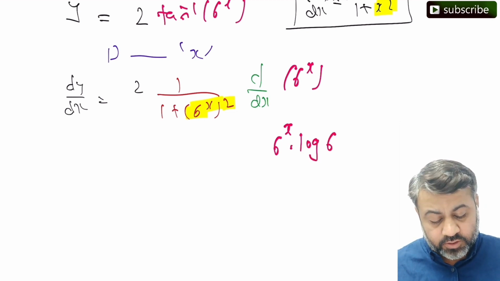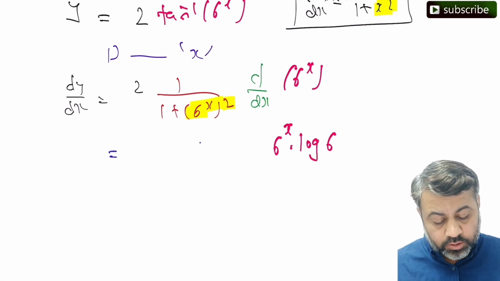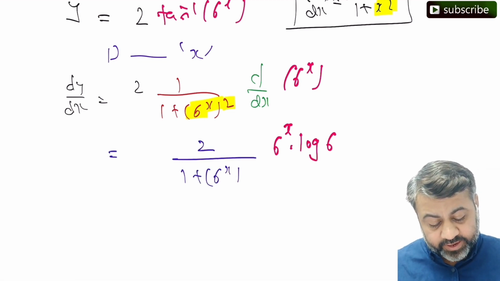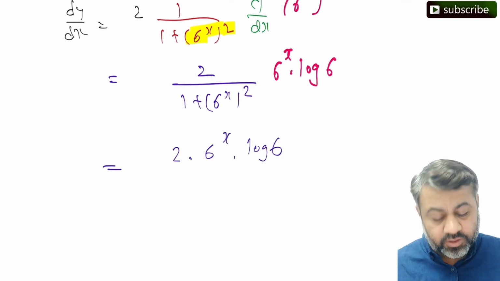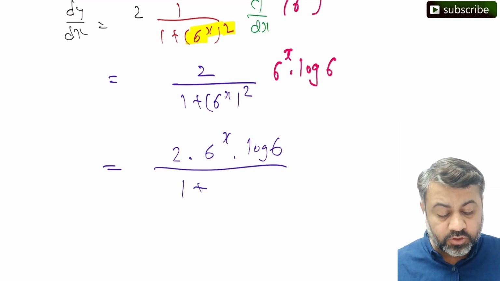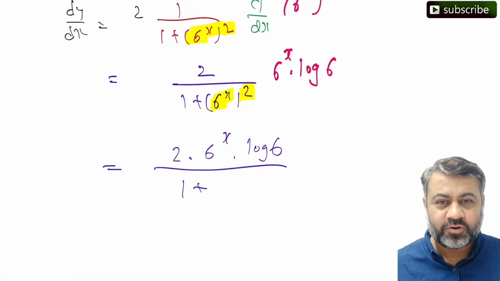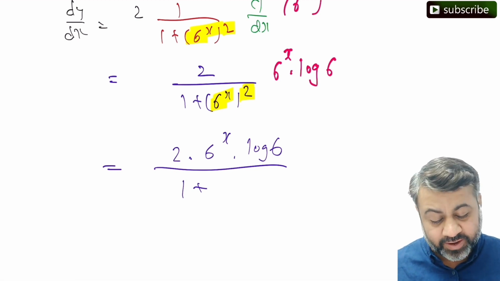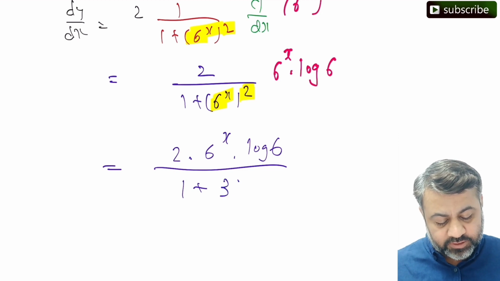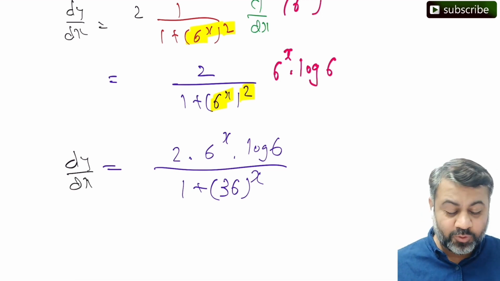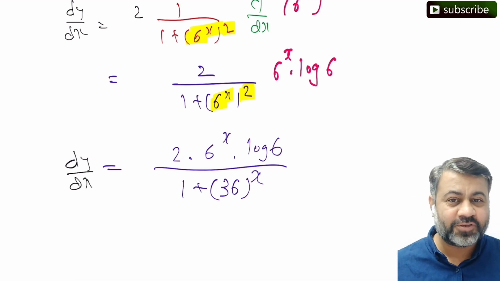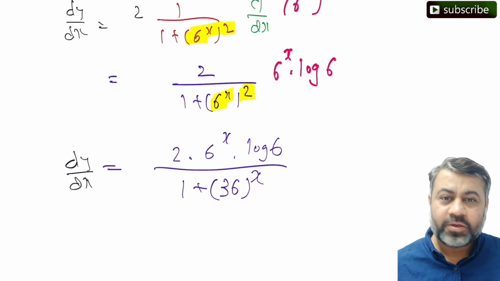So what is my final answer? My final answer will be, I just simplify this and we write 2 times 6 power x log 6, everything divided by, now 1 plus 6 to the power x the whole square, you can write 6 square to the power x, and 6 square is nothing but 36. So I am writing it directly, 36 power x, and that's the answer. So we got dy by dx as 2 times 6 power x into log 6 by 1 plus 36 power x. In today's session, we have solved just 2 questions, and they are very important for the board exams.